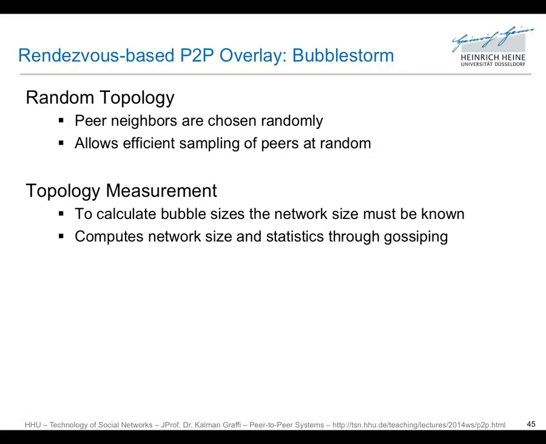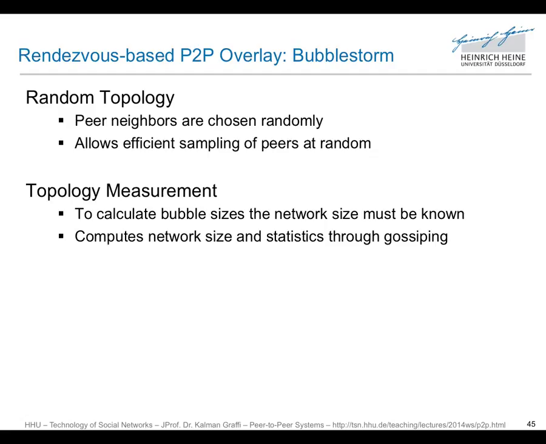Okay, so how's the overlay named? The overlay is termed BubbleStorm, because we have bubbles, and it was announced in 2009. There the assumption is that the nodes are in a random topology, so they don't have any structure. We don't know anything about how they are connected, everything is random.